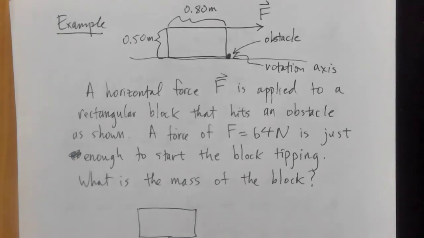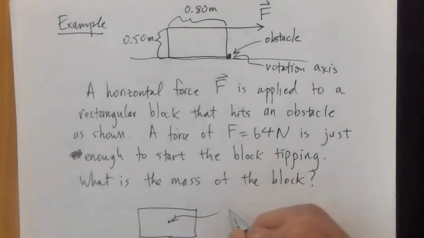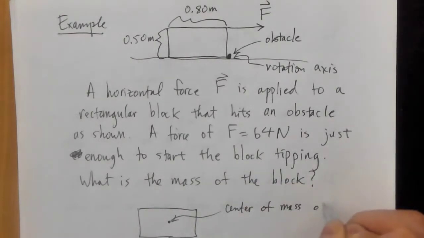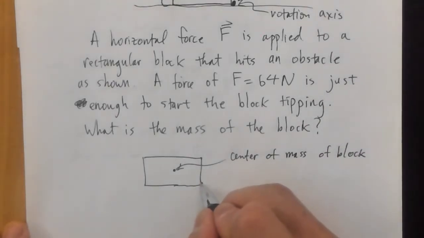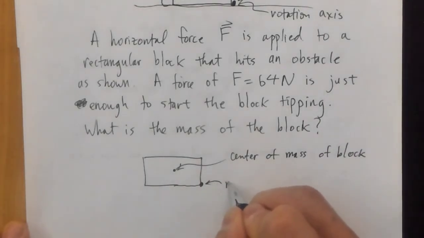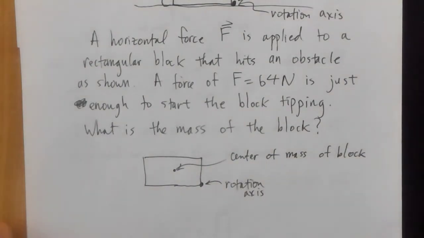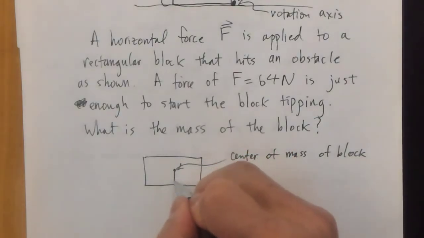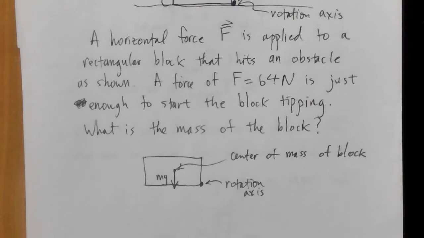We're going to take the center of mass. This is the center of mass of the block, and this is our rotation point, or rotation axis. And mg is going to go straight down from that point. Does everybody get that?